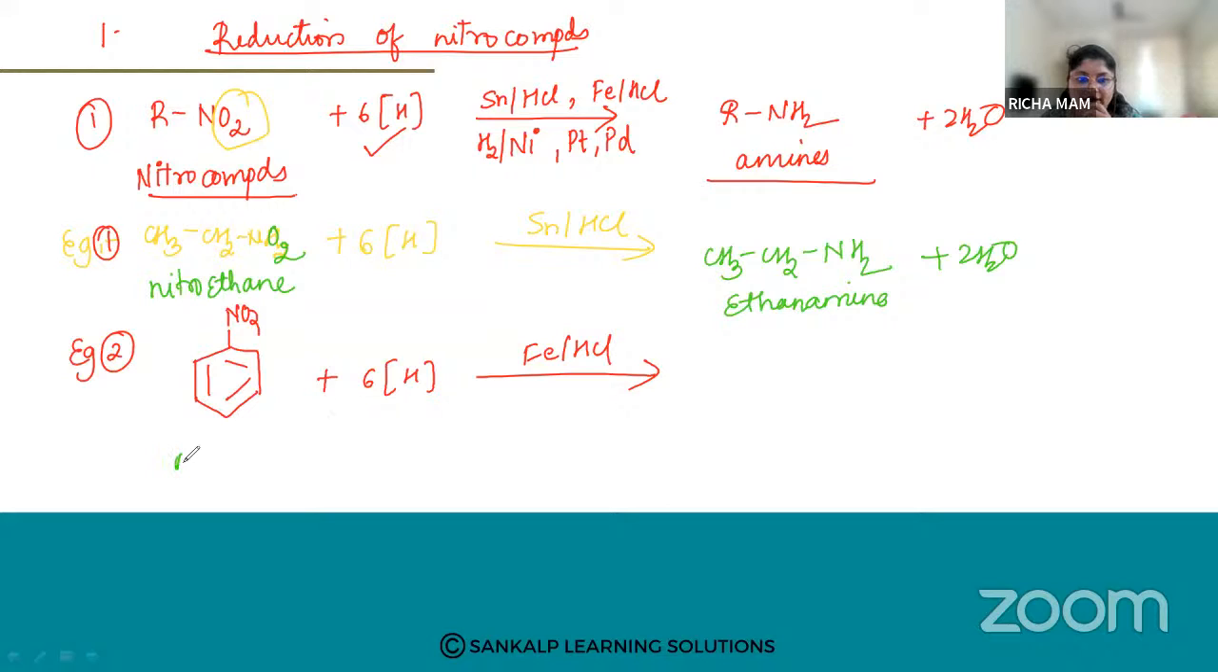This is nitrobenzene. We are doing reduction on that. What are we going to get, students? We are going to get aniline. Aniline plus 2H2O. Is it clear? Okay. One more preparation we will see.